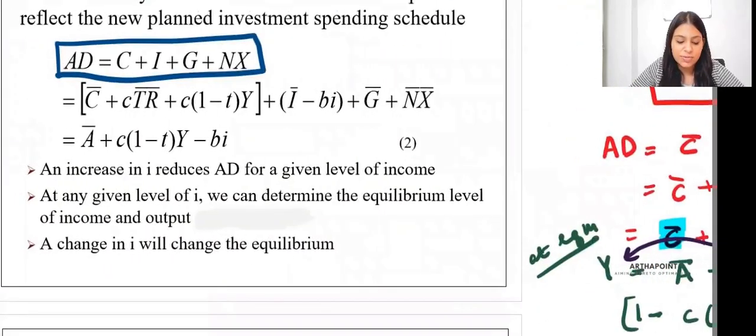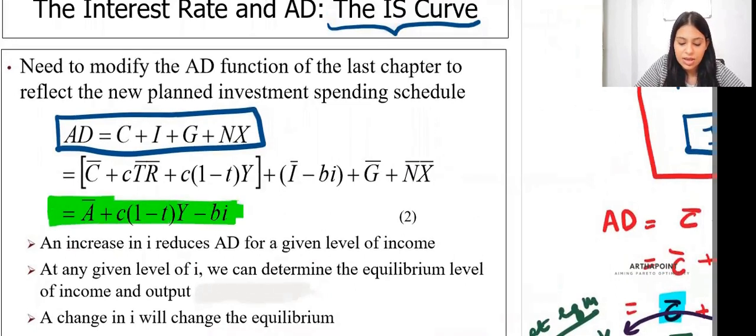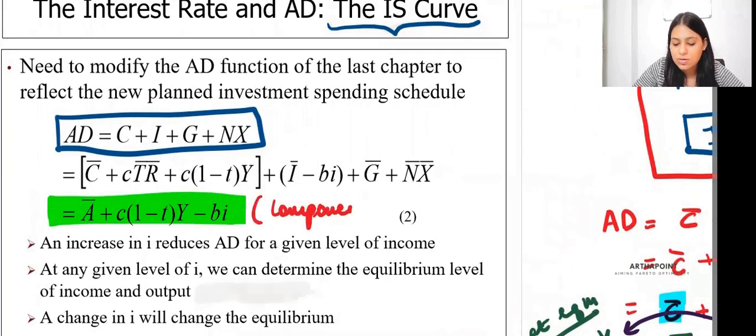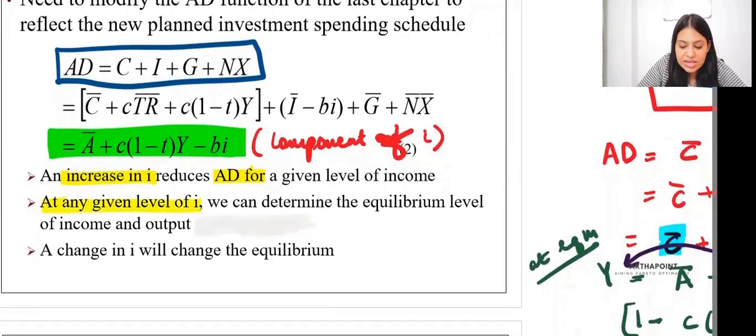So let's go back and check. This is the equation that I get for AD. The AD equation now has a component of the interest rate in it. And now we understand that as the interest rate increases, aggregate demand decreases. They are negatively related with each other. We also understand that at any given level of interest rate, if I don't change the interest rate at all, then we can determine the equilibrium level of income and output. And as I change, then my equilibrium will also change.